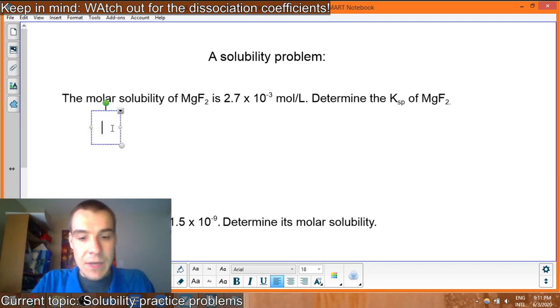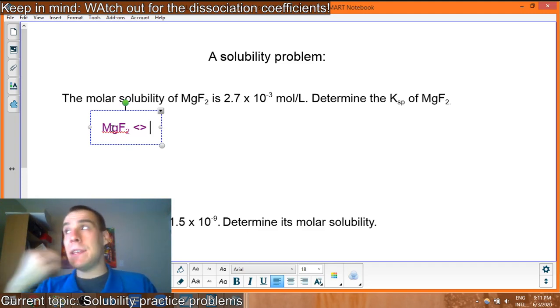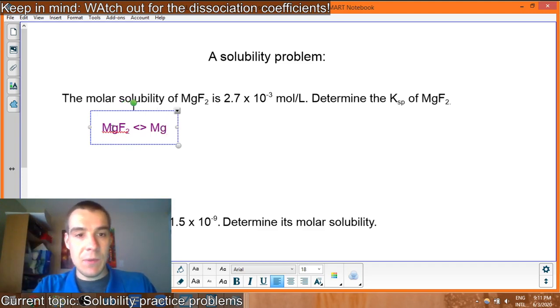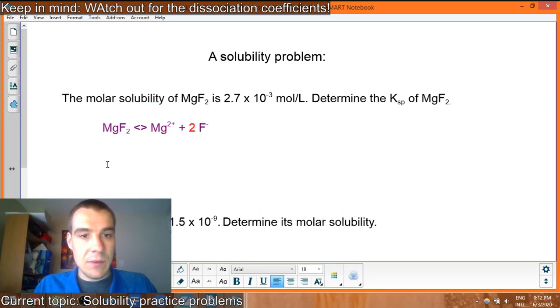So let's make an expression for this. It's MgF2, and I'm going to be lazy and do the equilibrium sign like that. We have to think about how this thing is going to dissociate. Well, it's going to be 1 magnesium, and we're going to get 2 fluorines because it's MgF2. 1 magnesium, which is a 2+, and 2 fluorines. I'm going to put that in red just to highlight that there's 2.